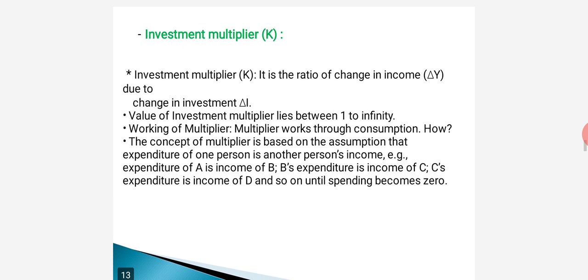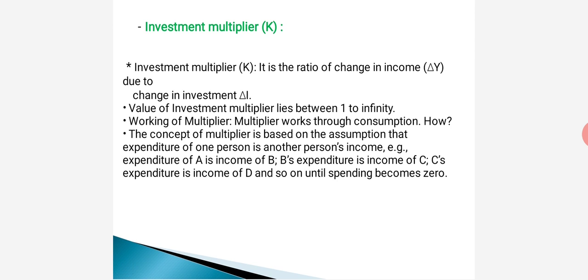The next concept in our topic is investment multiplier. Basically, investment multiplier is the ratio of change in income due to change in investment. K stands for multiplier, and it is equal to delta Y upon delta I. As I told, delta stands for change. The value of investment multiplier lies between 1 to infinity, children. Remember it. These types of questions are asked.